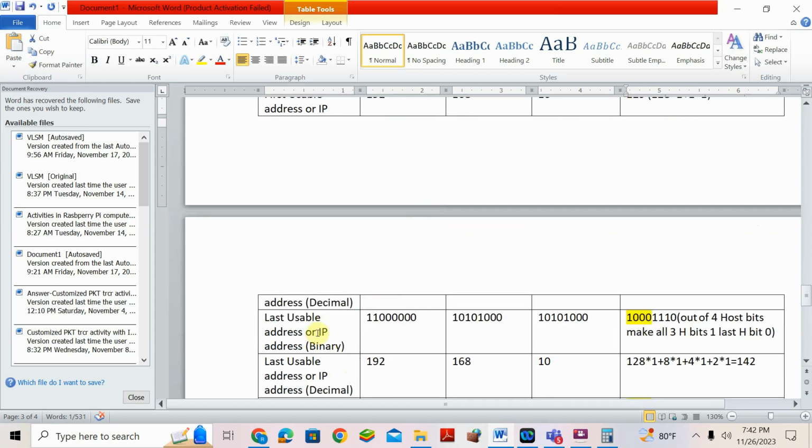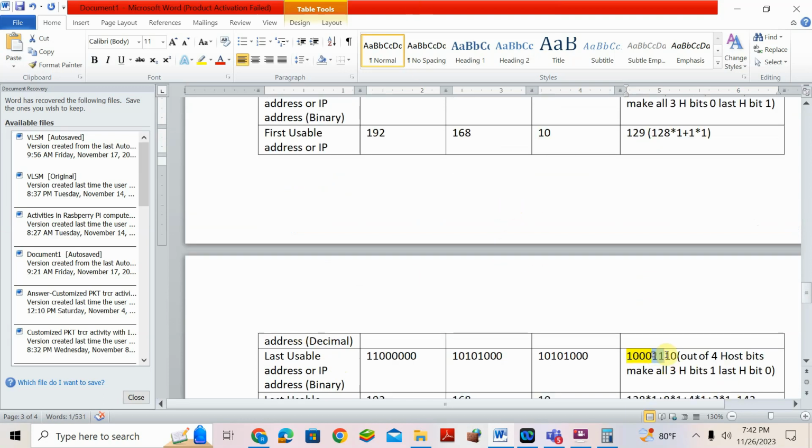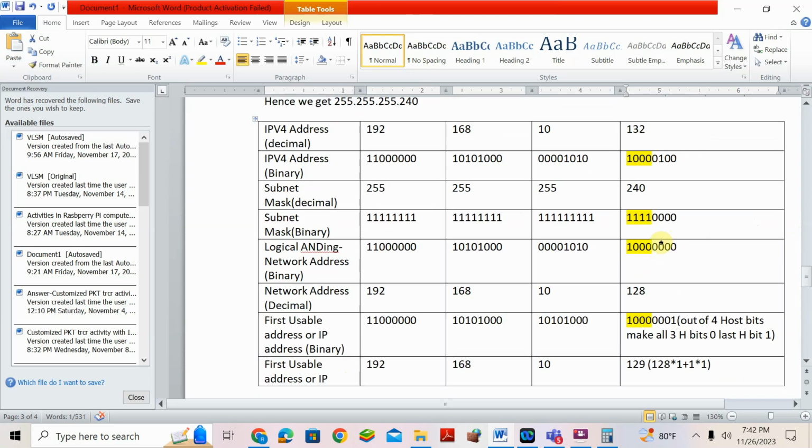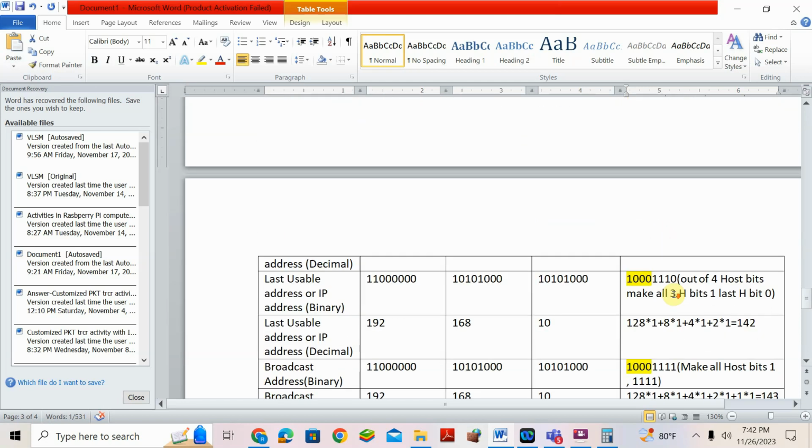Now, the last usable IP address. Out of the four host bits, okay, we have four host bits, right? Here in the network address we have four host bits. Out of these four host bits, make the first three one, last one zero. So what happens? 128 plus 8 plus 4 plus 2, it will be 142. So this last IP address or last usable host address is dot 142.